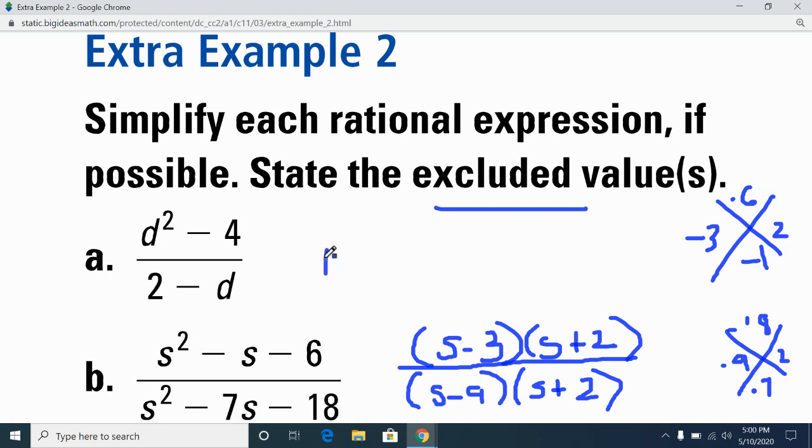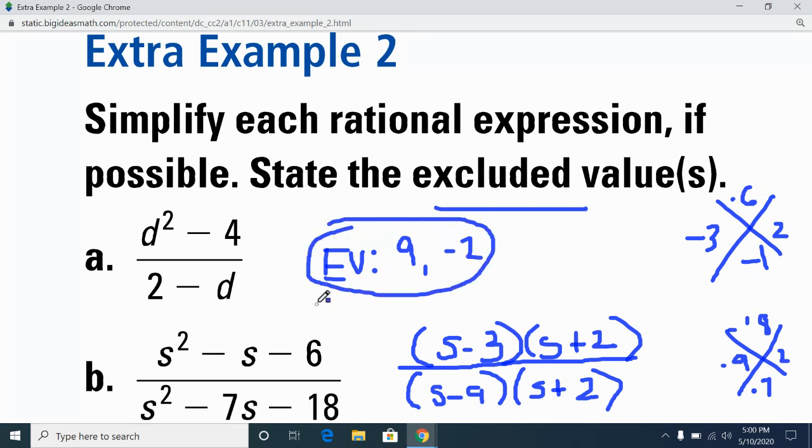All right, so my excluded values are what's going to make the denominator equal 0. So s minus 9, positive 9 would make that 0. s plus 2, negative 2 would make that 0. So here's my excluded values. And now I'm going to simplify. All right, I have s plus 2 in parentheses on the top and bottom. We can cross those out. And I am left with my simplified answer, which is just s minus 3 on the top in the numerator and s minus 9 on the bottom in the denominator.